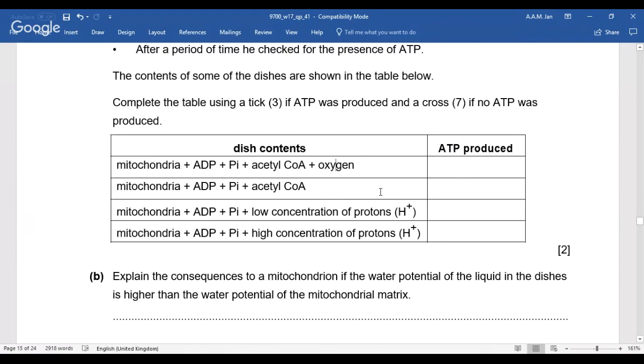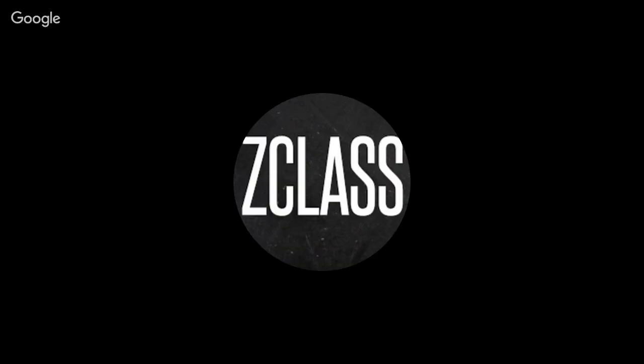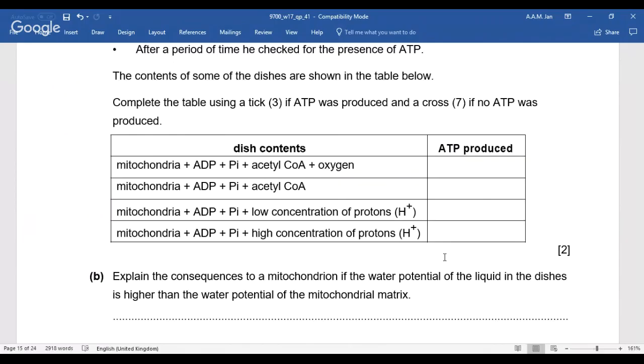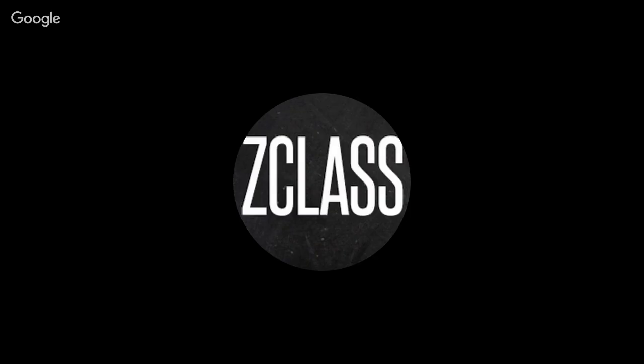We can talk about a whole explanation in a second when we go through the rest of them, but tell me about the second, third, and fourth. Is ATP produced in any of these? They don't produce ATP. Yeah, so no ATP is produced in the second. How about the third? No. And how about the fourth? They do produce ATP.